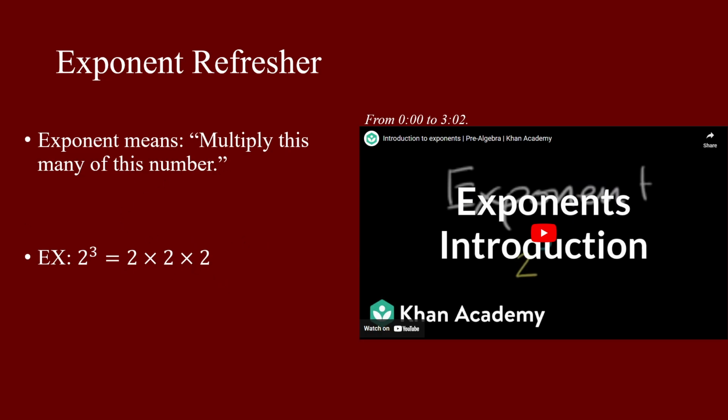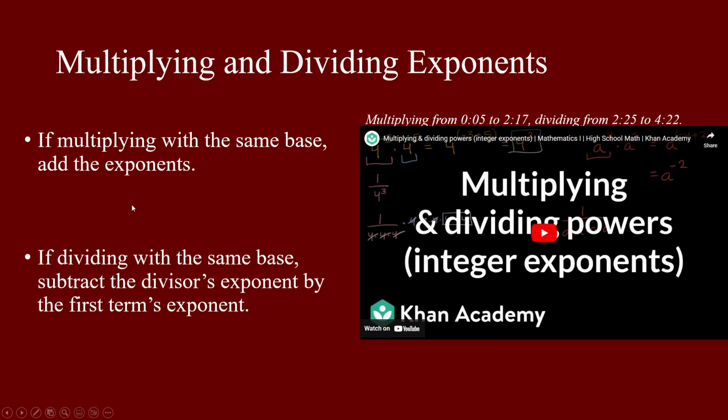So to give a quick example, 2 to the third, that means you do 3 2s and you multiply them all together. Pretty straightforward stuff. Meanwhile, multiplying and dividing exponents gets a little bit trickier. But the long and short of it is that when you multiply values with exponents, if the base is the same, you add the exponents.